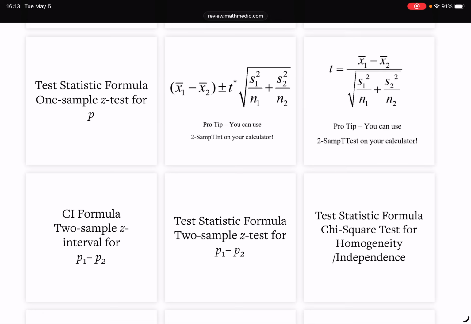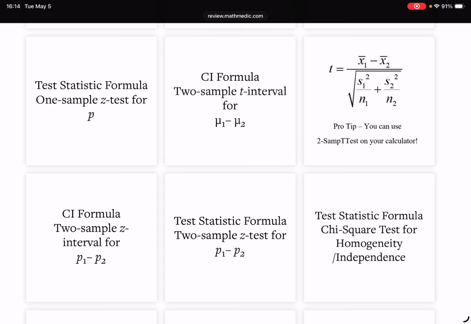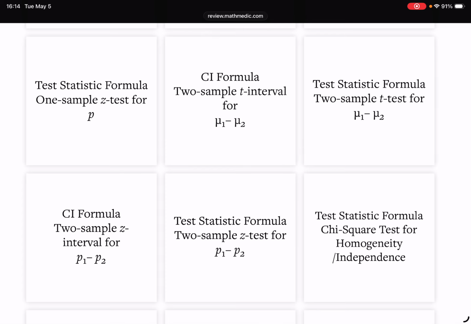Okay, on Desmos, these are the exact same. The only thing that's different is once you create a test, you're going to do the drop down for confidence interval for this one and significance test for that one.